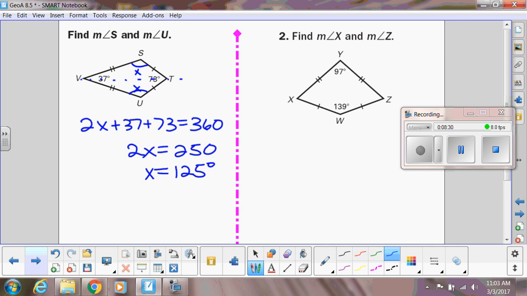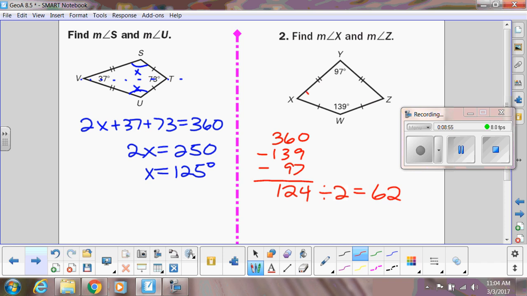And then we could do the same thing here. We're going to subtract those two angles that were already given from 360, and then the remainder is going to be split equally amongst those two angles. So I'm left with 124. So now I'm going to divide by 2 to get what each of those is. So each of these is 62 degrees.